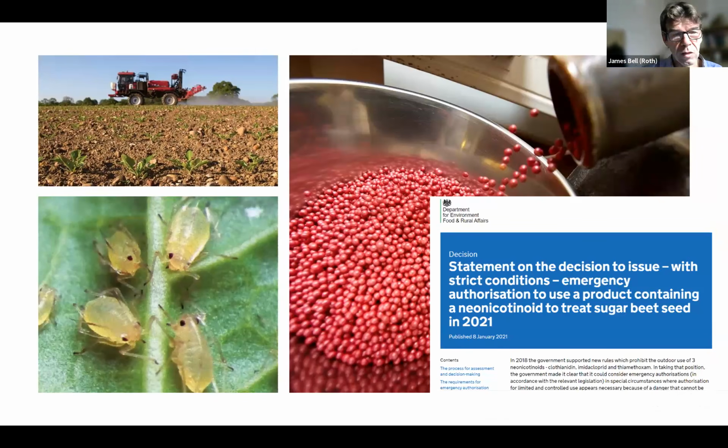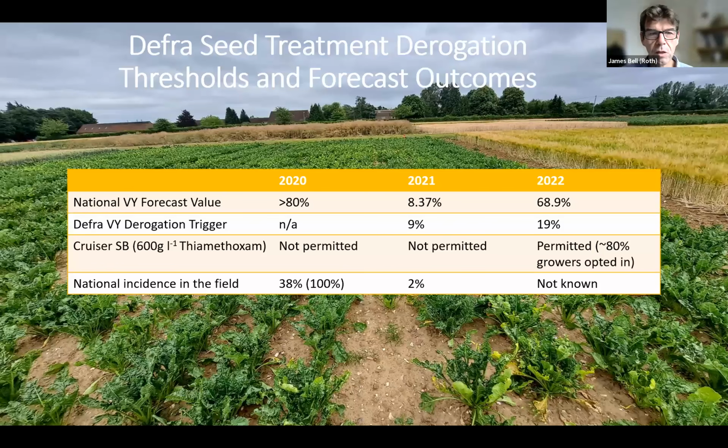And as a consequence, the major vector Myzus persicae, the peach potato aphid, vectors virus yellows, a complex of 3 viruses that can completely wipe out sugar beets, as it did in 2020. Now, in 2020, we had left the EU. The EU had already mandated in 2018 that neonics could not be used any further. But the damage was so severe that in 2020, some farmers lost 100% of their crop.